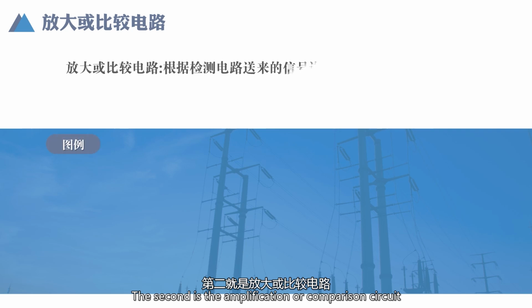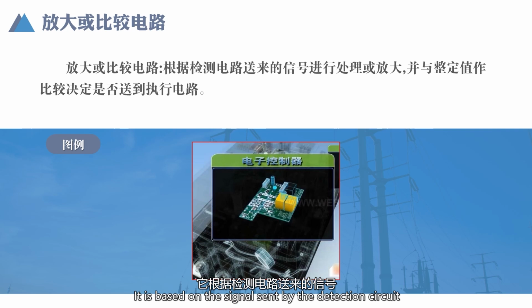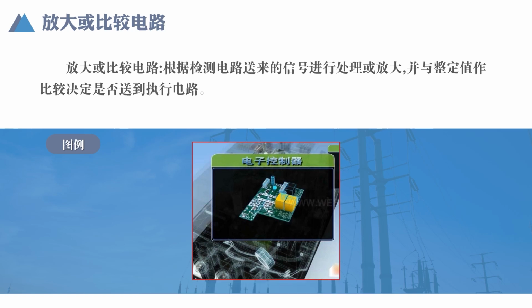The second is the amplification or comparison circuit. It processes or amplifies the signal sent by the detection circuit and compares it with the set value to decide whether or not to send it to the actuating circuit. If the signal is small, compared with the factory fixed setting value, it doesn't reach the standard value for actuation, then the circuit will continue to operate without being cut off. If the signal is larger than the factory fixed setting value, then the circuit is cut off.